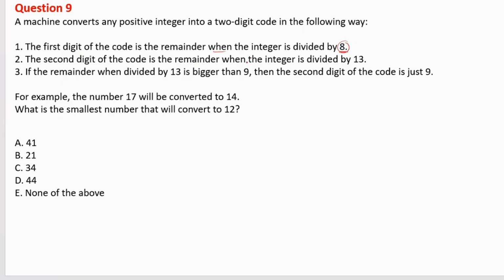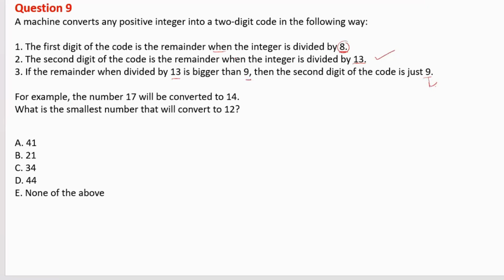The second digit of the code is the remainder when the integer is divided by 13. Okay, if the remainder when divided by 13 is bigger than 9, if I divide by 13 and the remainder is bigger than 9, then the second digit will be 9.